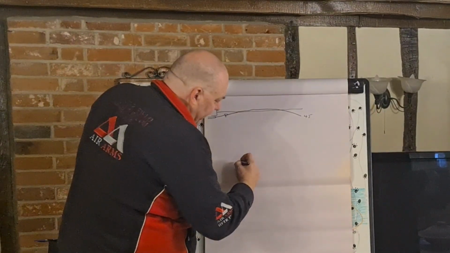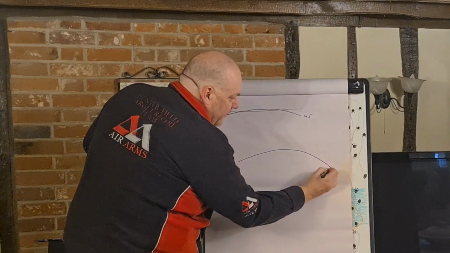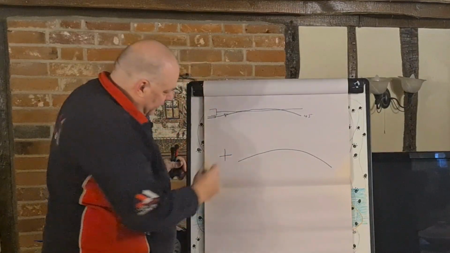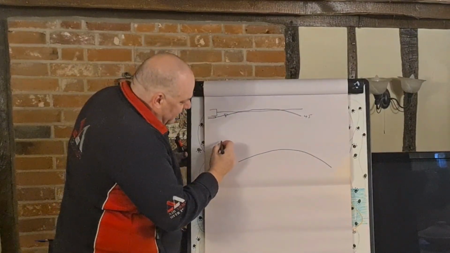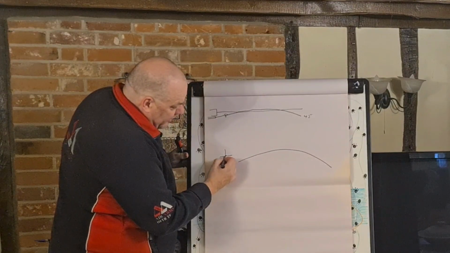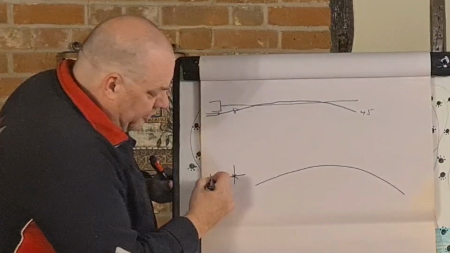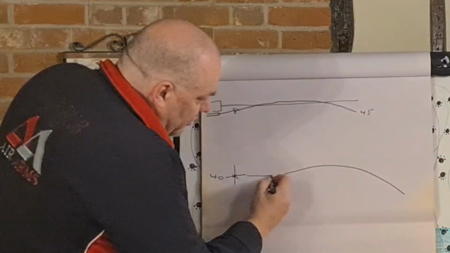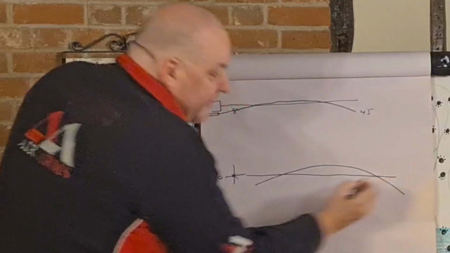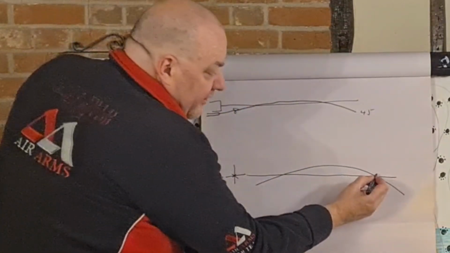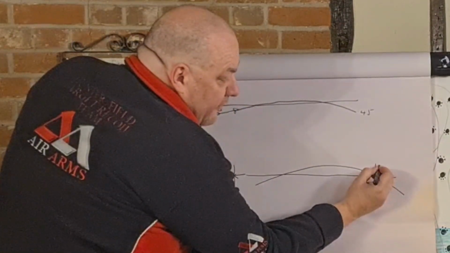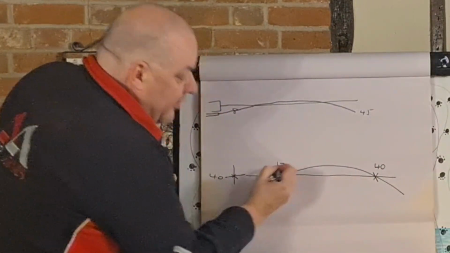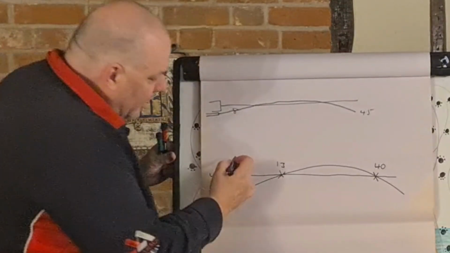So here is our arc of our pellet, and here is our reticle. Now, let's say you're zeroed at 40 yards. This will go through this arc twice. This is your primary zero, 40 yards. This is your secondary zero, say 13 yards.